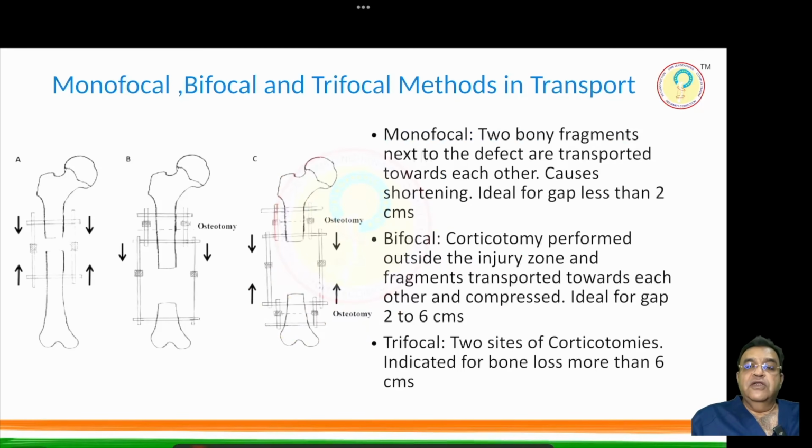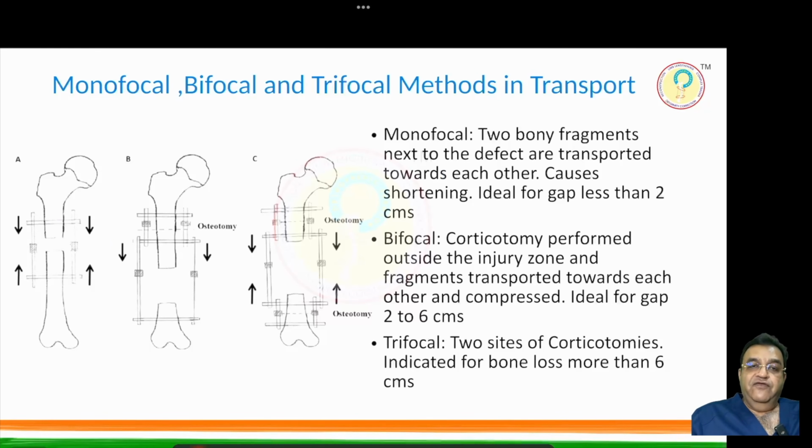Now I have to talk about what is a monofocal, what is a bifocal and trifocal method, because they are confusing and they are frequently used. So monofocal is when two bone fragments next to the defect are transported towards each other, causing shortening. Ideal gap is less than 2 centimeters. So this is monofocal. Just two ends of the bone are brought together from each side, and this is done to fill the gap.